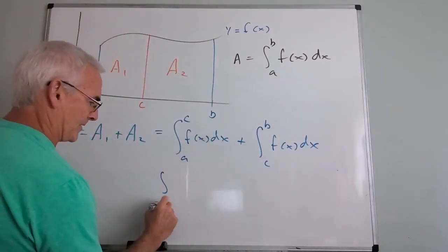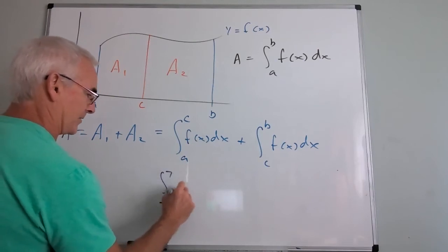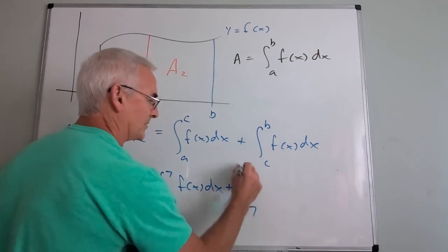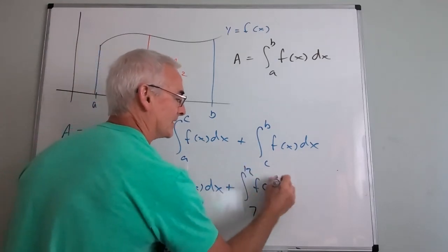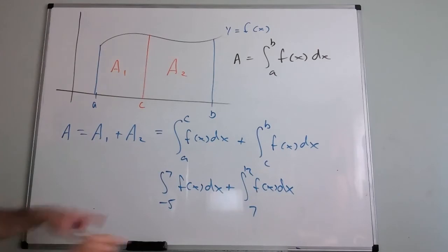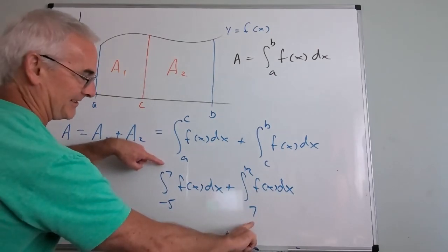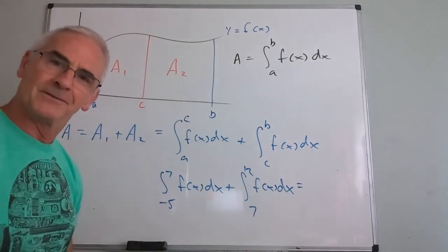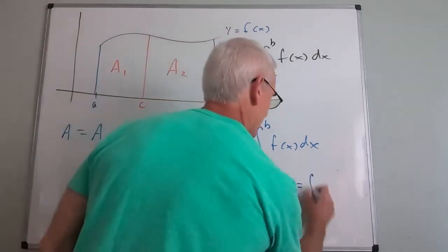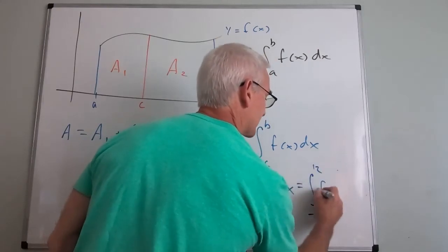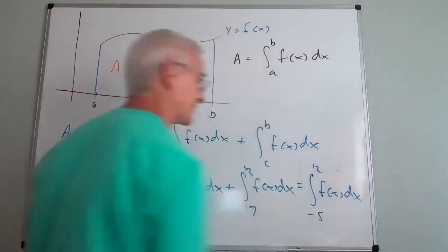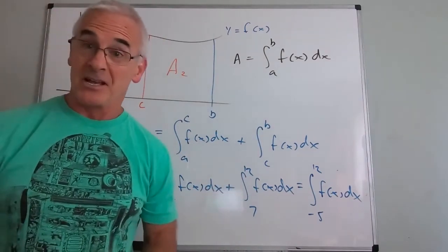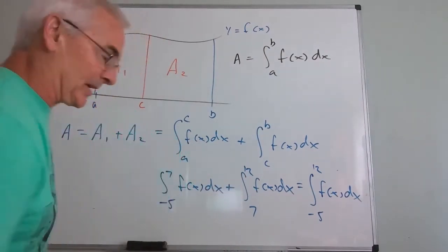So I have something like this. I have the integral from -5 to 7 of f of x dx. And I want to add to that the integral from 7 to 12 of f of x dx. Can I write this as one integral? Anybody, can I write this as one integral? Yeah, -5 to 12 of f of x dx, exactly. That's all I wanted you to see from this example. As long as I'm ending where I started, life is good. Now there's a few little pieces that we can mess with.